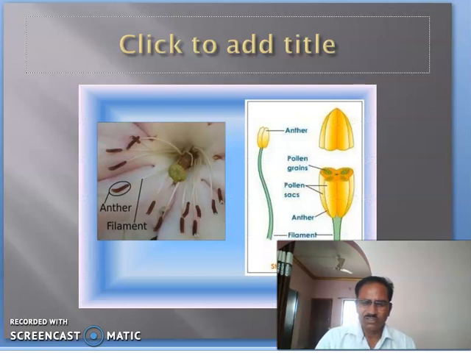This is the structure of anther. Anther shows filament and anthers.